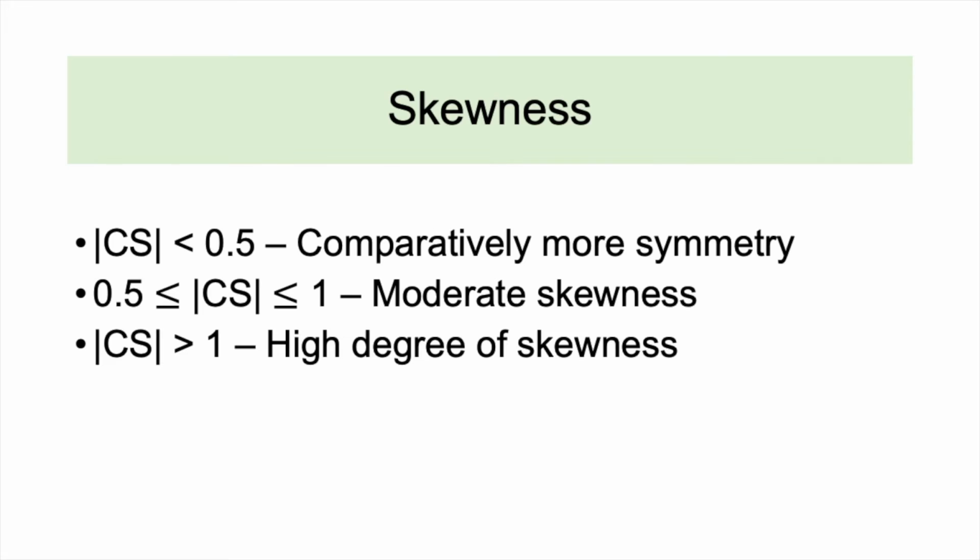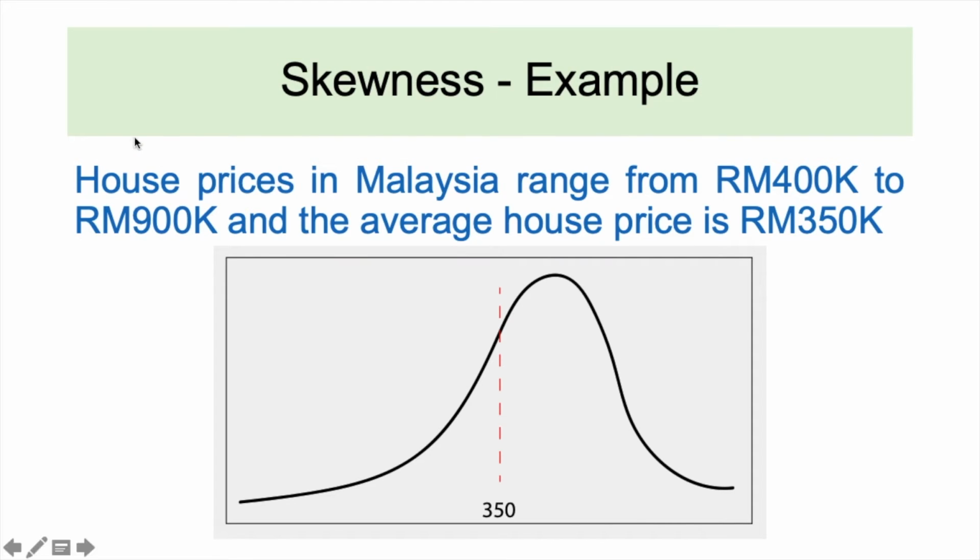Now let's look into an example. Let's say we're looking into housing prices, and we look into house prices in Malaysia. Let's say the range of houses is between 400k to 900k, and the average house price is 350. So you can see, if you look into this diagram here, 350 is the average. Now if we look into this diagram, we know that the skewness is negative.